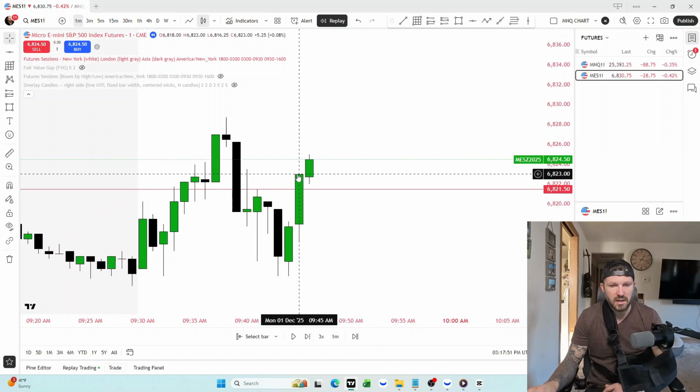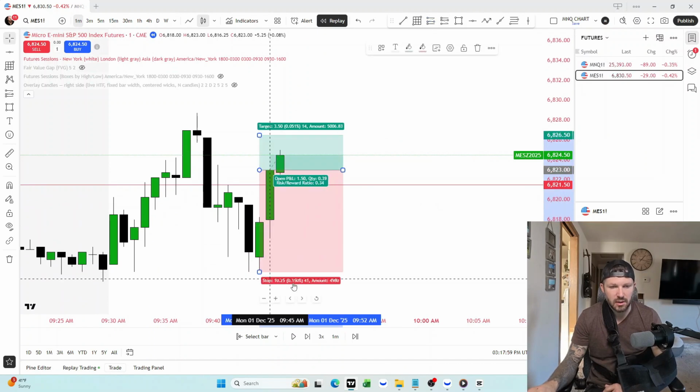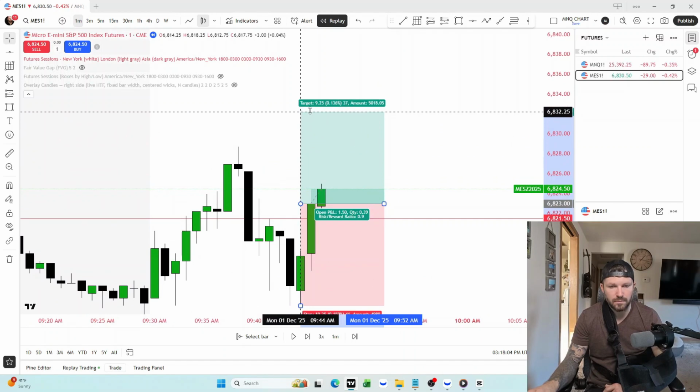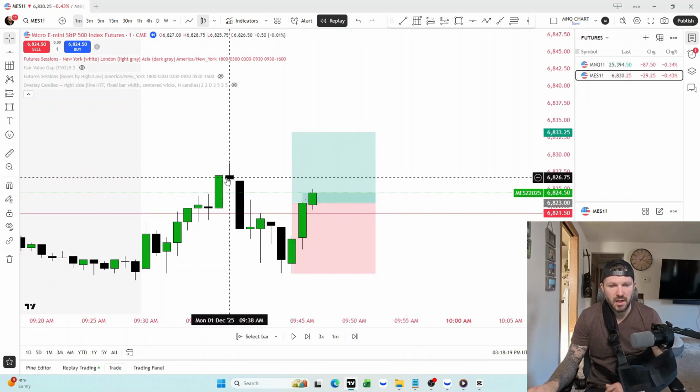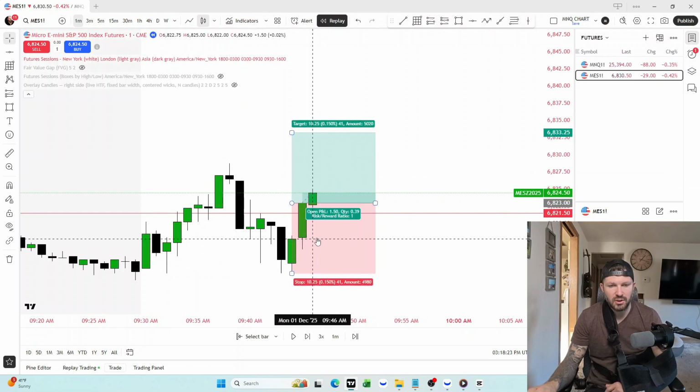Okay, after this candle closed, this is where I entered. I put my stop at these lows here, and I put my target at 1 to 1. So my plan was as soon as price takes out this high and creates a higher high, I'm going to reduce my risk by 50%.